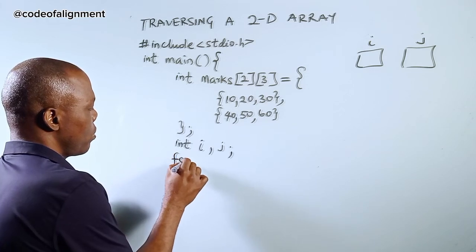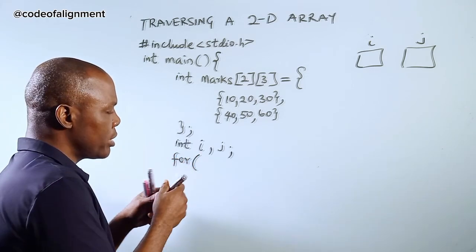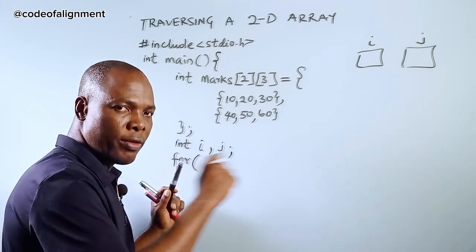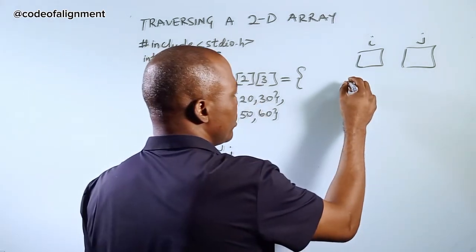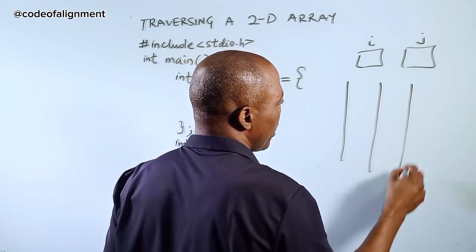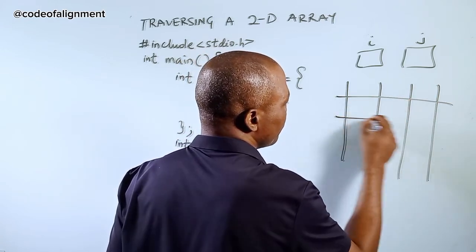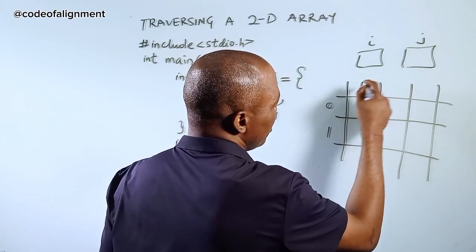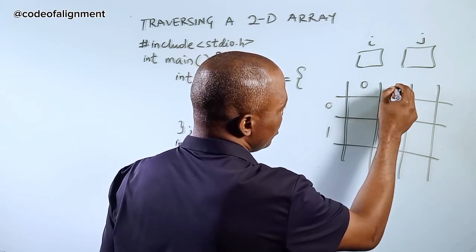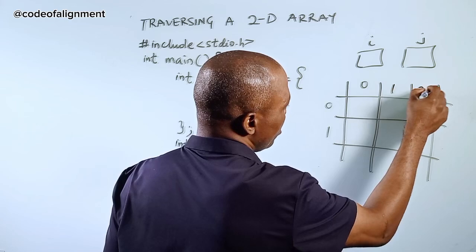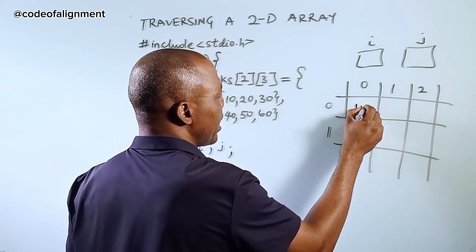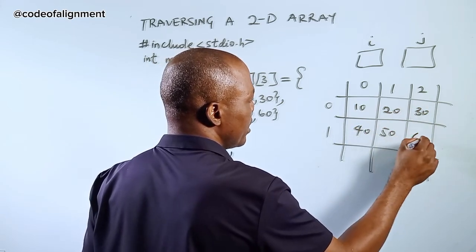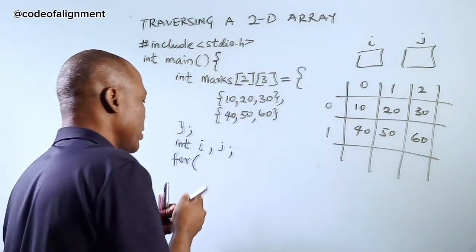Now, I'm going to start my nested for loop. So for, in bracket, I'm going to point this i counter to 0, which is the index of the first row. So this is going to give me something of this nature: index 0, index 1 for the rows, and column 0, column 1, column 2. So 3 columns, with 10, 20, 30, 40, 50, and 60 inside. So this is how it is.